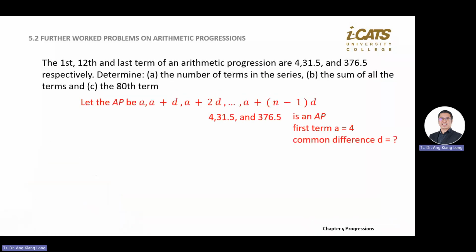Okay. Just a summary for AP for today is that you need to know how to identify and then explain why it is AP. You need to know how to write A, A plus D, A plus 2D, and so on, and then tell me what is A, what is D. Then remember the two equations, the nth term and Sn. Don't forget, if you need to solve simultaneous equations, remember to label equation 1, equation 2.